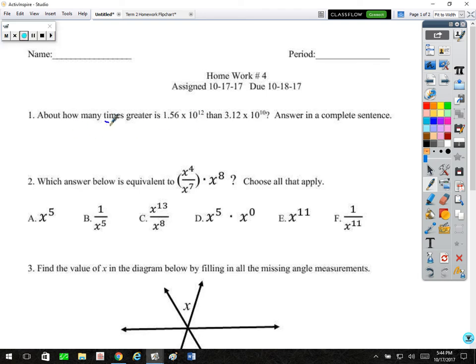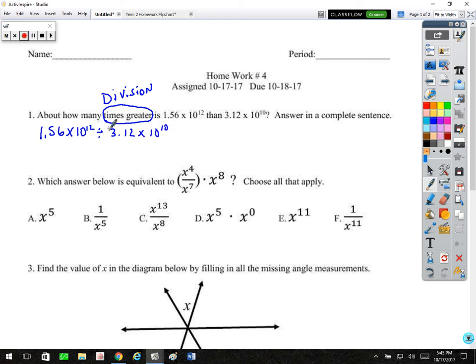Remember, these two words right here tell me something that helps me set up my problem. That tells me that this is a division problem. I'm going to be doing some dividing. So if I was to set this up, this is going to be my first number, this number divided by this number in scientific notation: 1.56 times 10 to the 12th power divided by 3.12 times 10 to the 10th power.